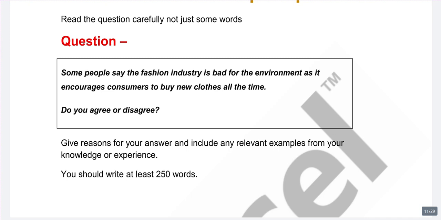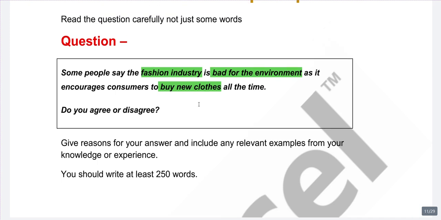What students usually do is, they will see "fashion industry" and start writing everything they know about the fashion industry. Or they will see "buy new clothes" and start writing about buying new clothes. Or they will see "bad for the environment" and start writing everything about pollution or things that are affecting the environment in a negative way. Clear? You should not do that. You should read the question in its entirety, then come up with the ideas and then write upon them.